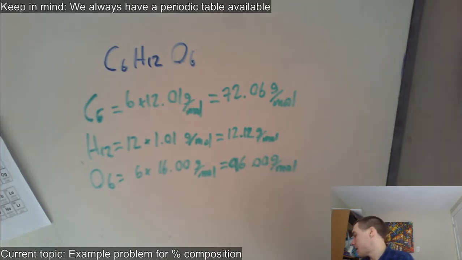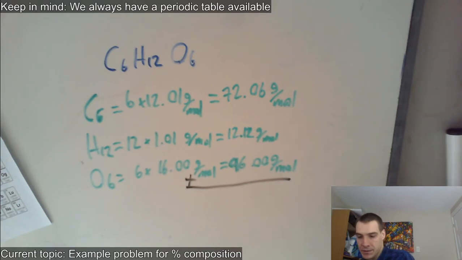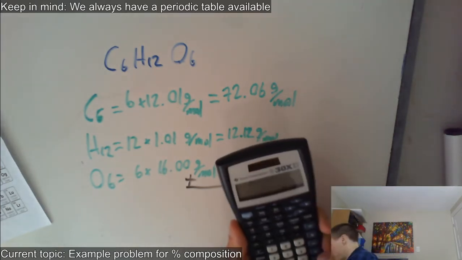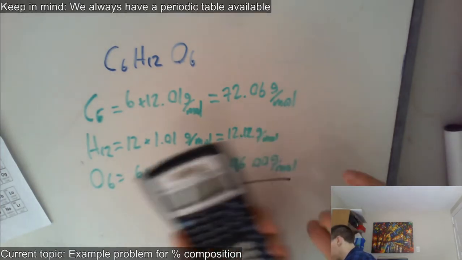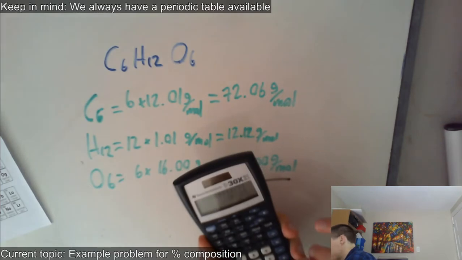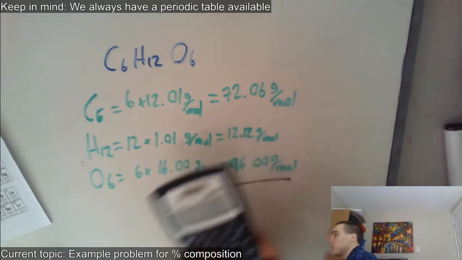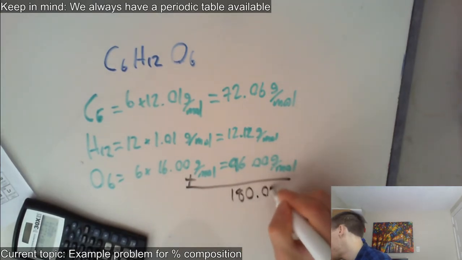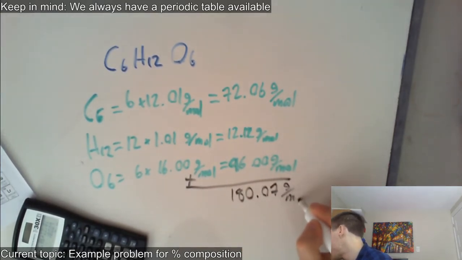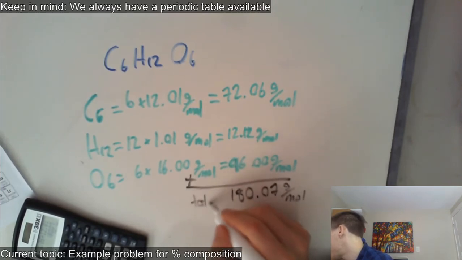And then I can work out a total. I can add these together and get a total. 72.06 plus 12.12 plus 96.00. I've got my calculator out, 180.07. 180.07 grams per mole. That's the total.